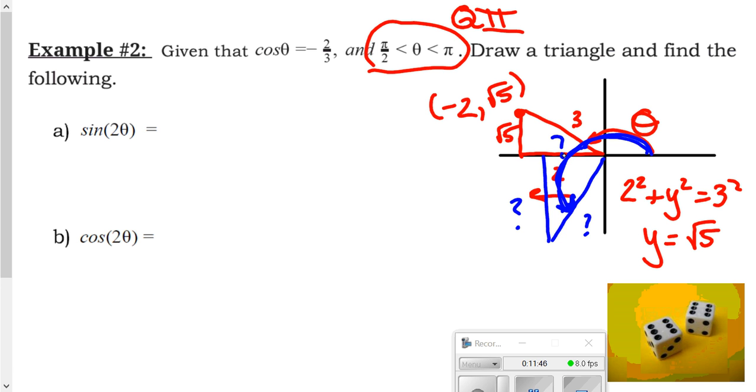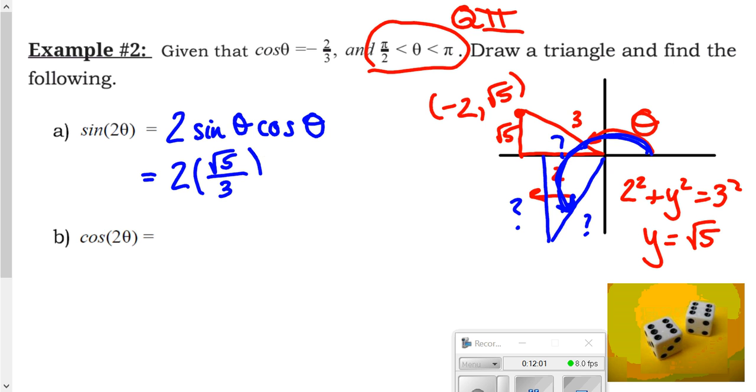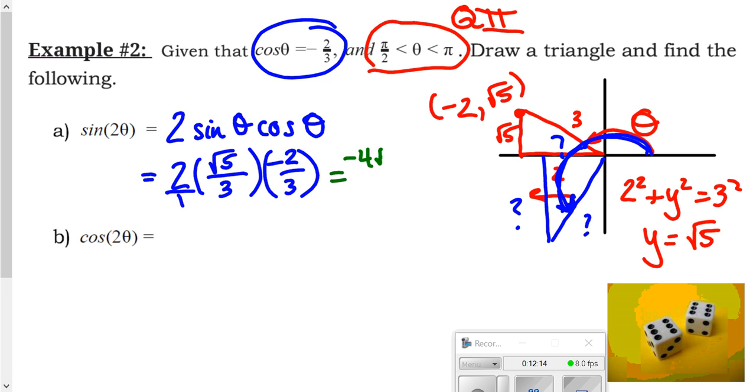So sine of 2 times an angle is 2 sine of the angle cosine of the angle. And I'm going to substitute in my sine value here, which would be root 5 over 3. Sorry, I got tongue-tied. And my cosine was given in the problem. And so I could just multiply here. Remember, this is like 2 over 1. Just go straight across, straight across. That's how you multiply fractions. And we would get negative 4 root 5 over 9.